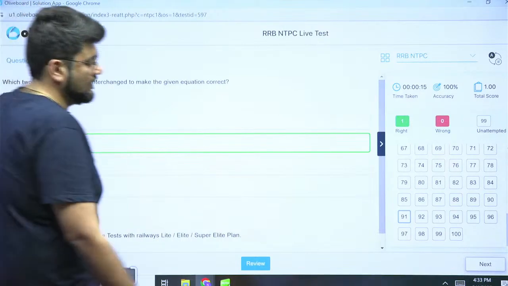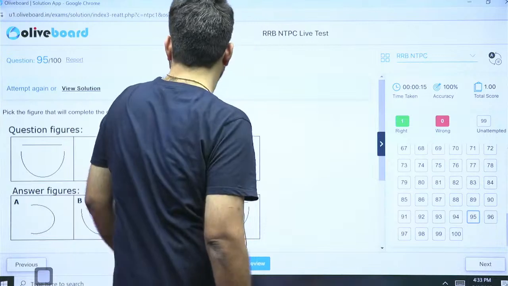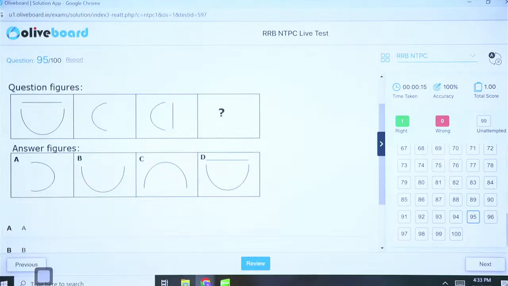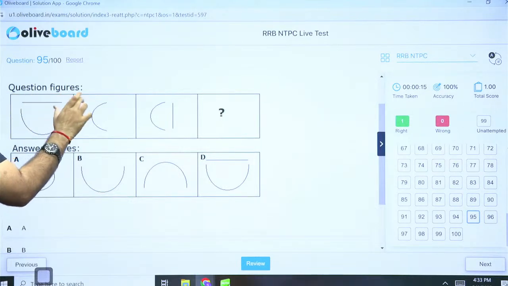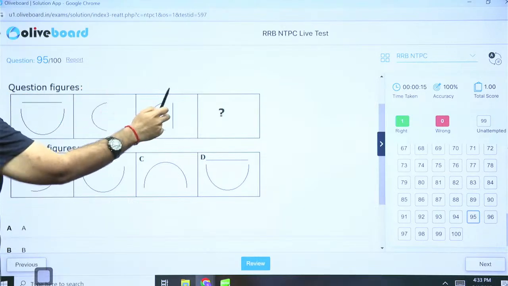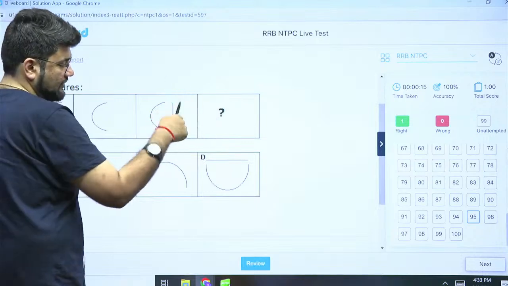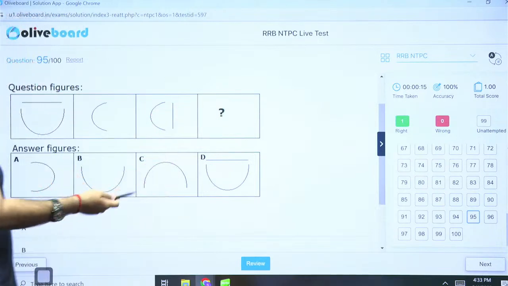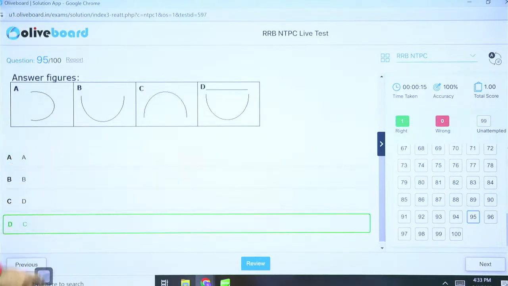95. Okay, easy one again. So you have to complete the series. We have this figure. This figure is rotating towards the right, 90 degree right rotation, 90 degree clockwise, and this line is removed. Now this line is added. So 90 degree clockwise, this line will be removed. So option C will be the correct answer. There is no other logic here. Very easy question. Figure C, option D. Right?